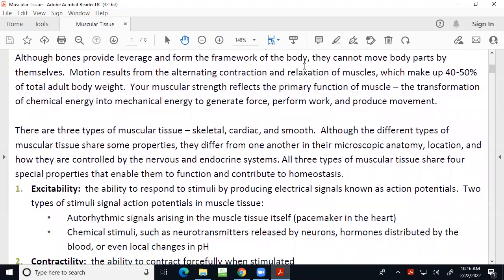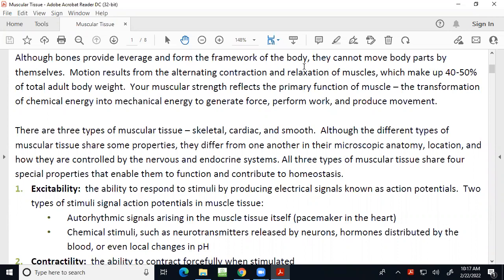Although the bones that we just talked about provide leverage and form the framework of our body, they cannot move the body parts by themselves. Motion results from alternating contraction and relaxation, and I really should say skeletal muscles that make up about 40 to 50% of total adult body weight. Now, your muscular strength reflects the primary function of muscle, and this relates to all 3 types. The primary function of muscle is to transform chemical energy into mechanical energy to generate force, perform work, and produce movement.